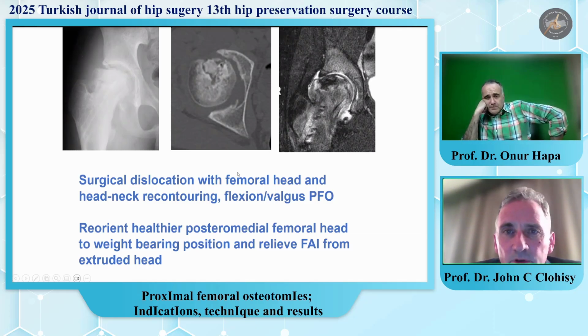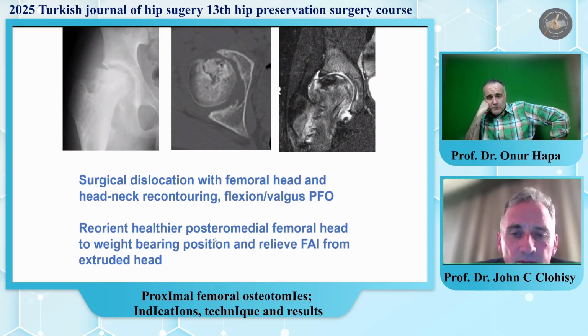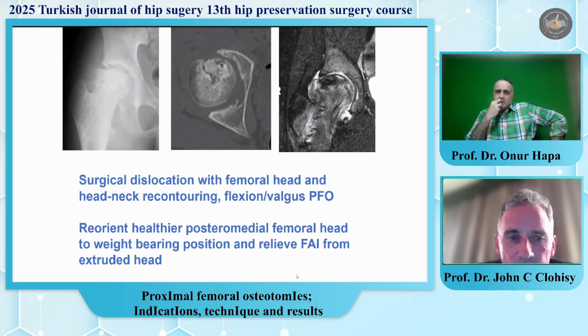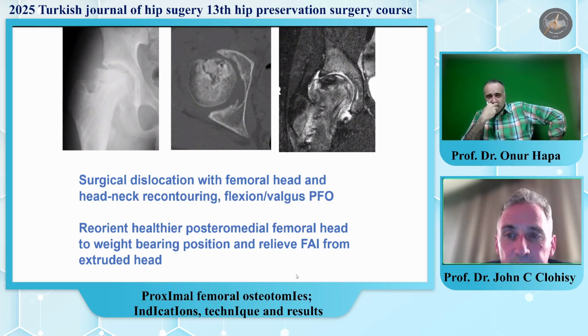So our plan with this patient, because he's so young, was to try to salvage this hip. So we're going to do a surgical hip dislocation, do a reshaping of the femoral head and recontouring of the neck, and then a flexion valgus proximal femoral osteotomy to bring the more posterior medial femoral head superiorly so it can be more of the weight-bearing surface. So that's the strategy with this very, very diseased femoral head.